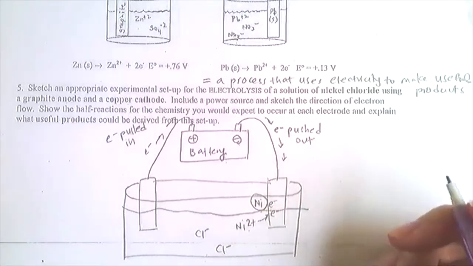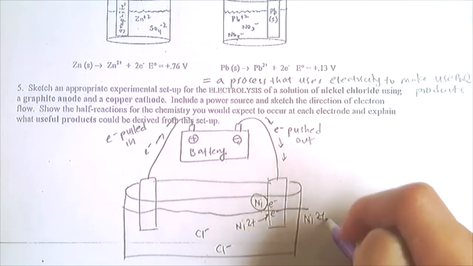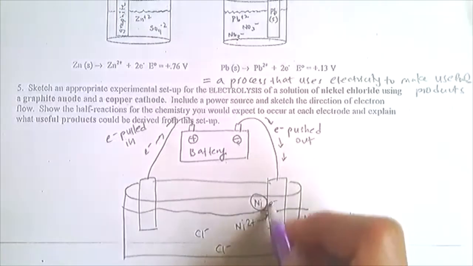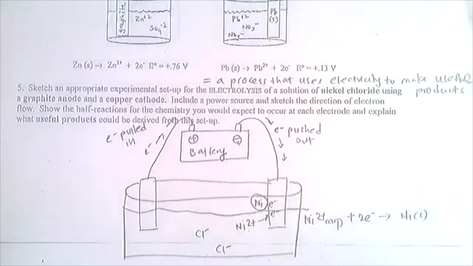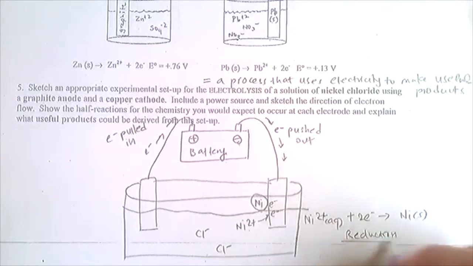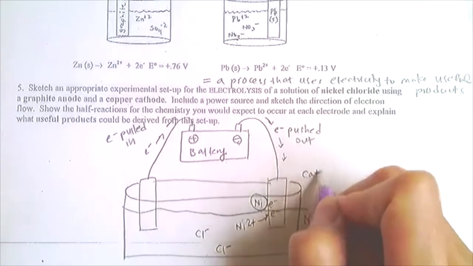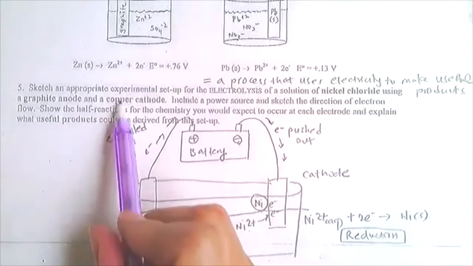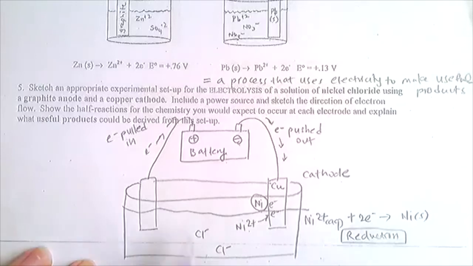So let's go ahead and write down the half reaction for this process. So nickel 2 plus ion takes in 2 electrons to become nickel solid. And in this process, we see that the oxidation number on nickel decreases from +2 to 0. So this is a reduction reaction. And the site of reduction is called cathode. So this is our cathode, and we're using copper for our cathode. Let's go ahead and take a look at the other one.